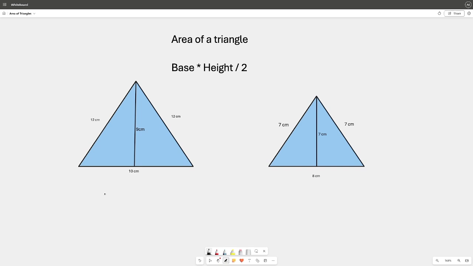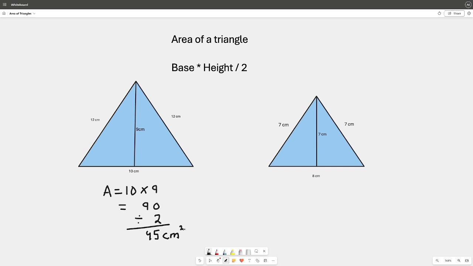So in this case, our area is going to be 10 times 9, which would give us 90. And then you just have one more step, which is divide by 2. Divide 90 by 2, and that would give you 45. And then, of course, because it's area, you have to write centimeters squared. Centimeters squared is your answer. That's very important to do.